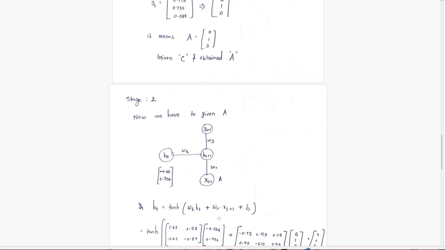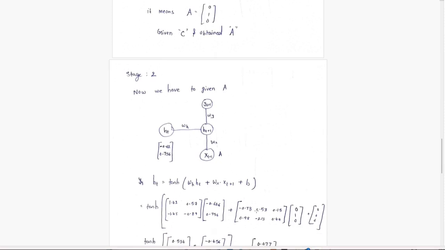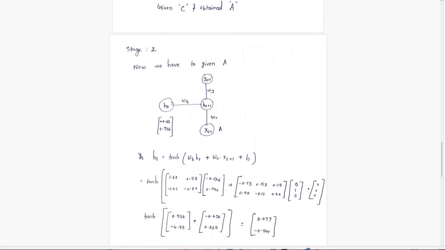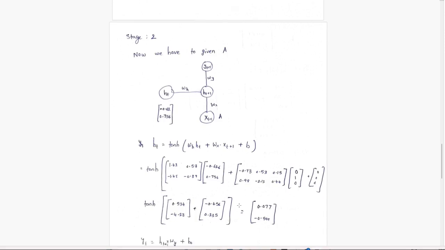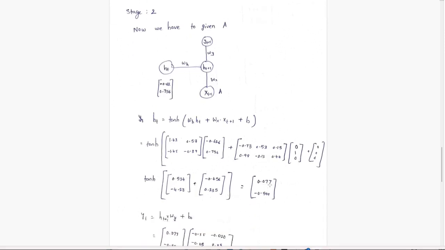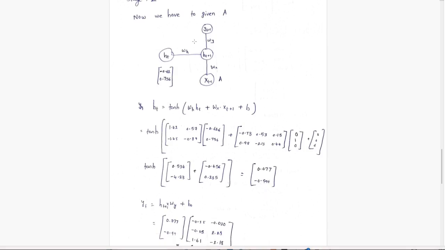So tanh of WH into HT plus WX into XT plus 1 plus B. Bias still I am taking as zeros. WH, WY and WX are common. After substituting this, the previous state we have taken 0, but right now we have the values minus 0.626 and 0.756. After substituting these, finally I got 0.077 and minus 0.999. So again, HT plus 1 we got it.